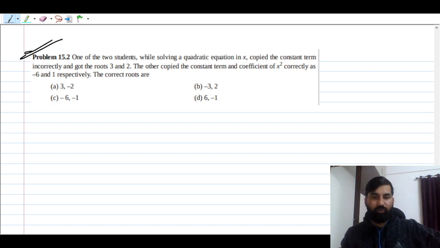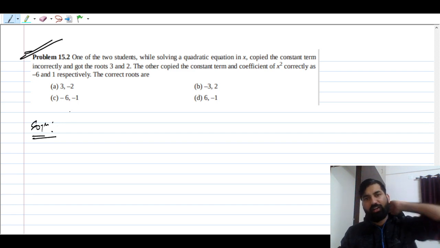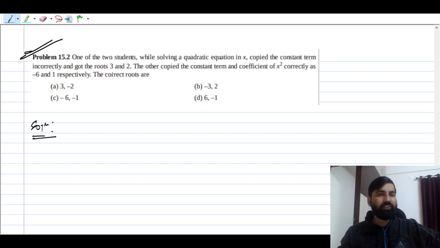कैसे आप solve करोगे इस question? So one of the two students, while solving a quadratic equation, copied the constant term incorrectly. That is very important: that c has been copied incorrectly, so they got the roots 3 and 2. Now the other copied the constant term and the coefficient of x square correctly as minus 6 and 1. So what are the correct roots?